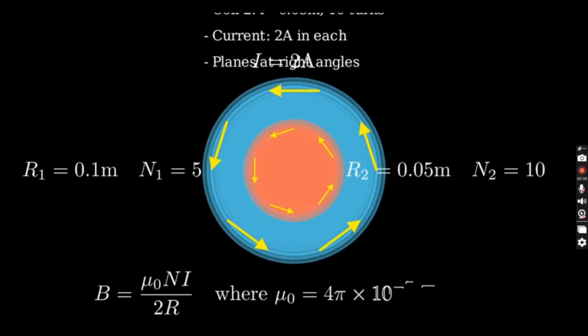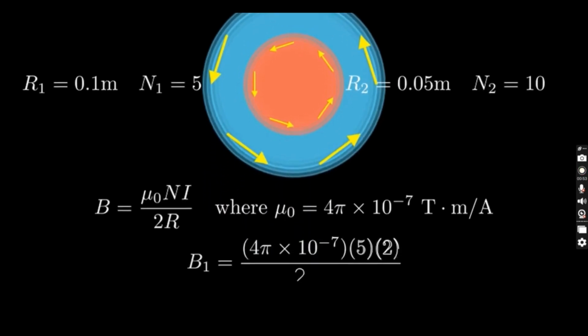The magnetic field at the center of a circular coil is given by B equals mu naught N I over 2R, where mu naught is the permeability of free space, N is the number of turns, I is the current, and R is the radius. Let's calculate B1 for the first coil. Plugging in our values, mu naught is 4 pi times 10 to the minus 7, N1 is 5 turns, I is 2 amperes, and R1 is 0.1 meters. This gives us 2 pi times 10 to the minus 5 Tesla.